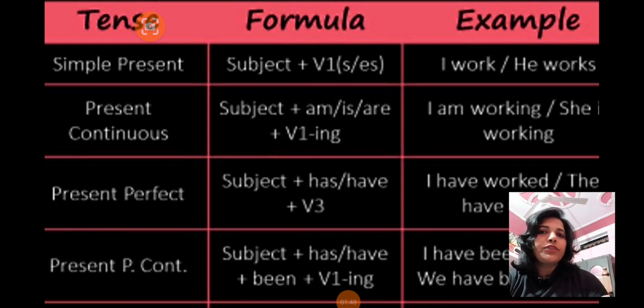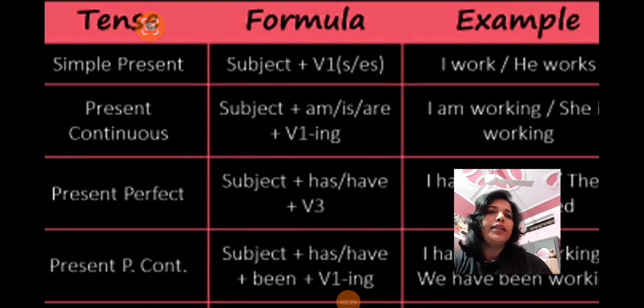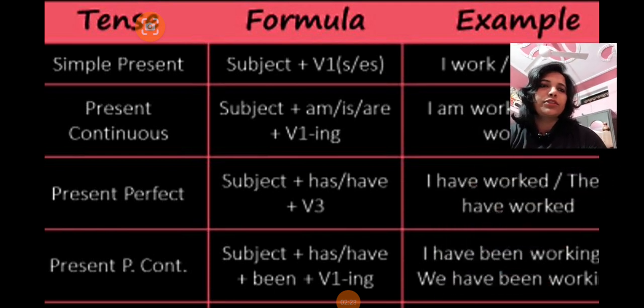Now next is present perfect. In present perfect, you have to keep it in your mind that you will always see the verb's third form. So subject plus has, have plus verb's third form. So the subject follows the same rule as in the simple present. Along with he, she, it, and a singular noun, you have to use has. Along with I, you, we, they, and plural nouns, you have to use have. Okay, so see the example, I have worked and they have worked. Okay, it is they have worked, right?